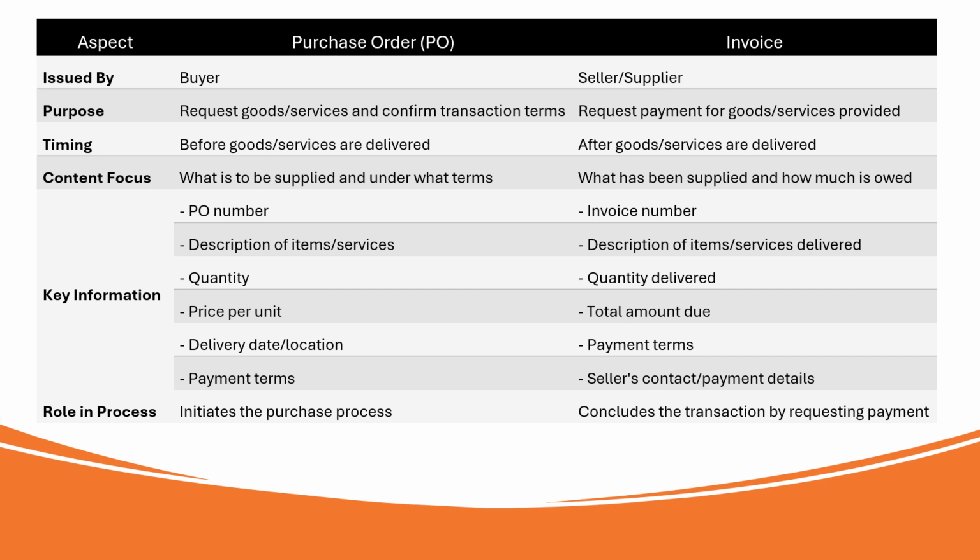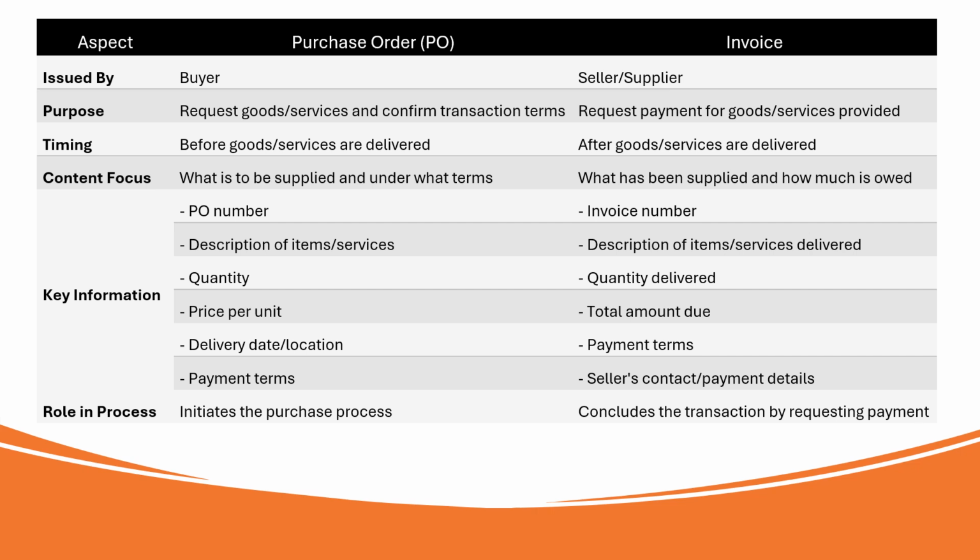And invoice. So there is a difference between the purchase order and the invoice. They are issued by the buyer and the seller: the purchase order is issued by the buyer, and the invoice is generated by the seller or supplier. So what is the purpose of a purchase order? As we know, the buyer will request goods and services, they will agree the terms and conditions, and they will confirm the transaction terms.